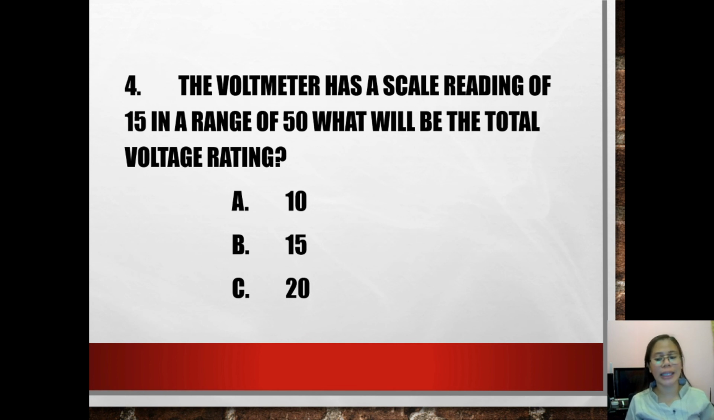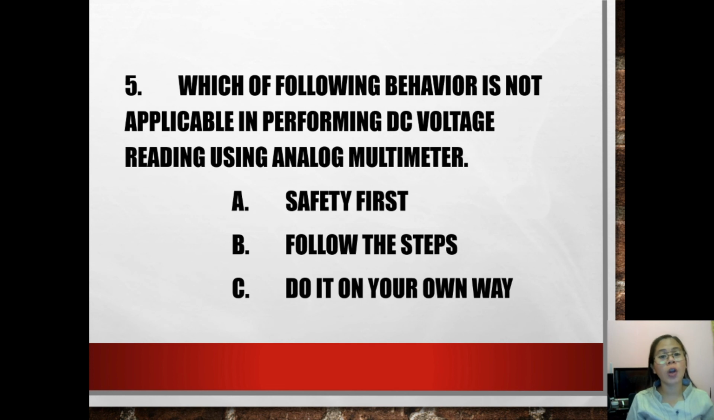Last, number 5. Which of the following behaviors is not applicable in performing DC voltage reading using analog multimeter? A. Safety first. B. Follow the steps. Letter C. Do it your own way. Again, number 5. Which of the following behaviors is not applicable in performing DC voltage reading using analog multimeter? A. Safety first. B. Follow the steps. C. Do it your own way.